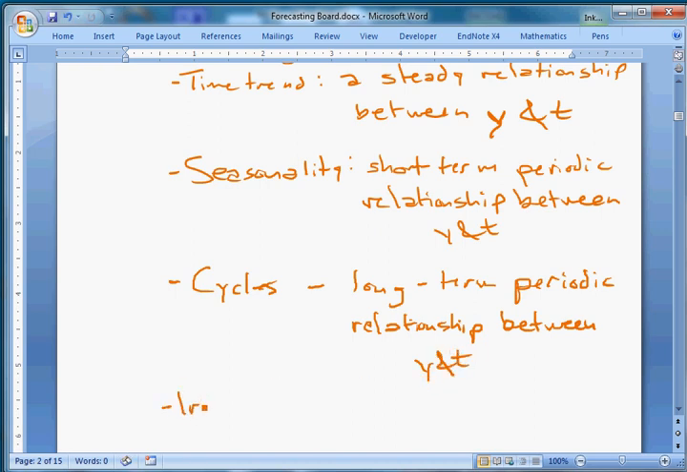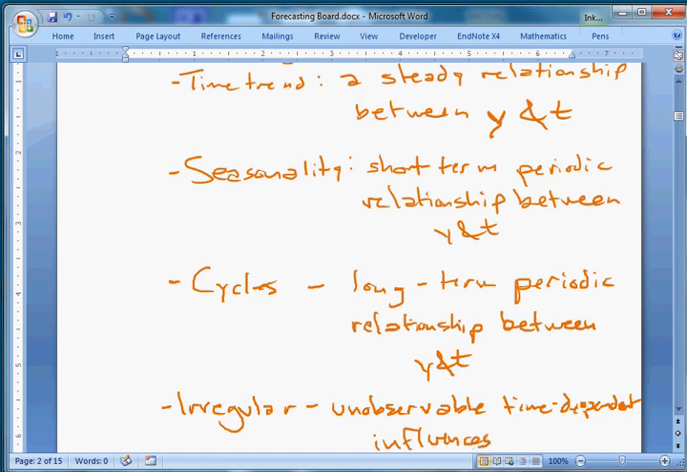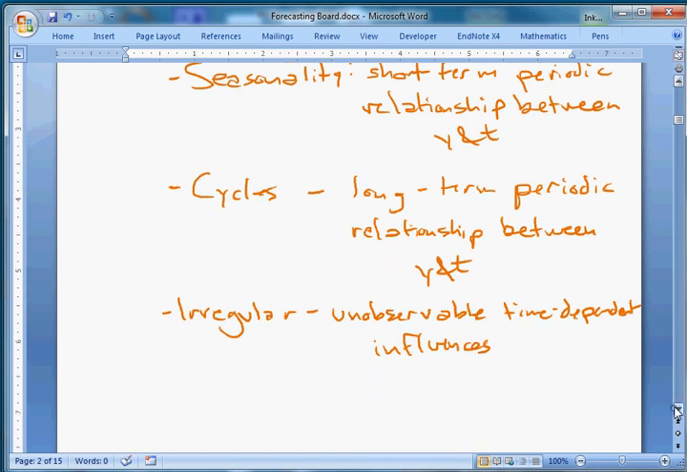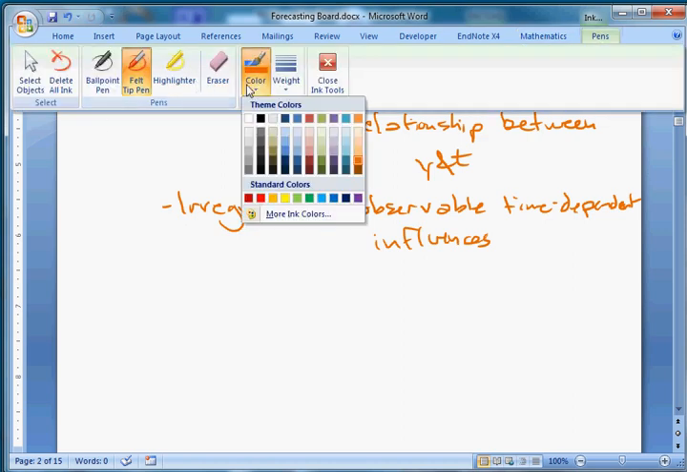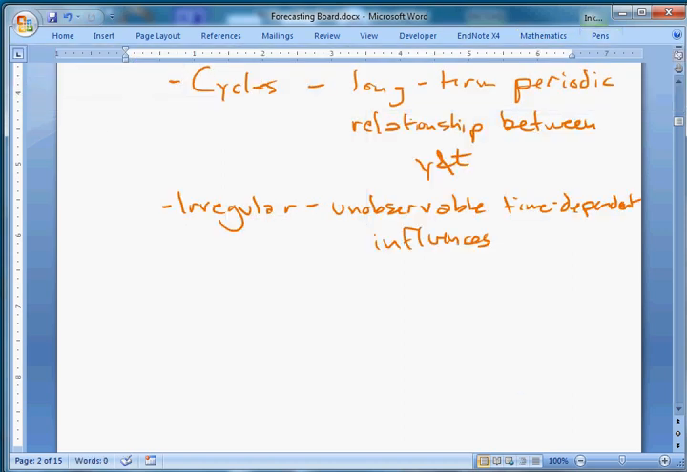And then finally, an irregular relationship. An irregular relationship is, well, unobservable. This is kind of like our error term: unobservable, time-dependent influences. What might this be? Well, you're measuring sales of summer gear, and it might be freak storms or the oil spill, and that might push things off a cyclical pattern. But in any case, we think there are regular effects.